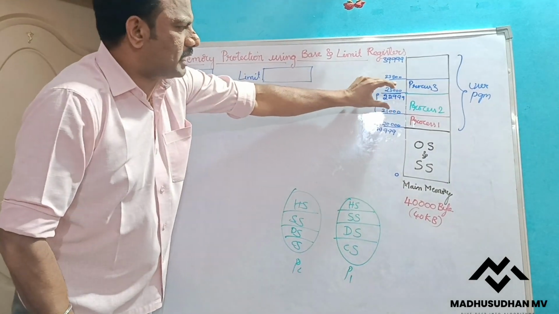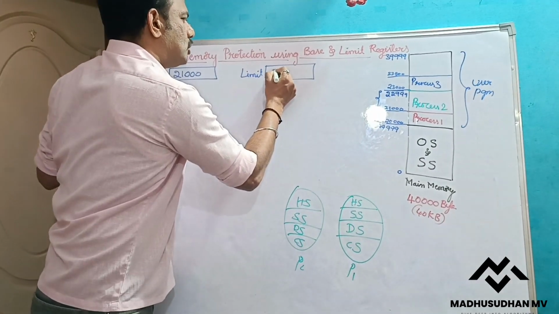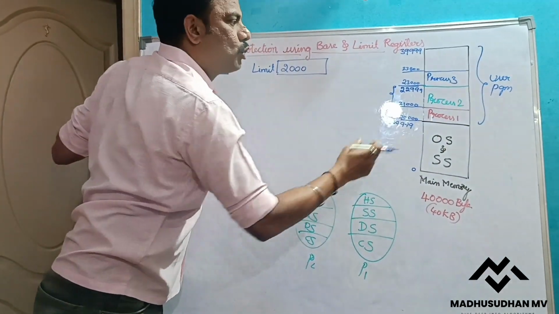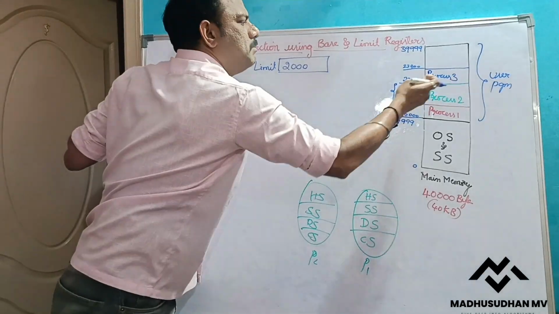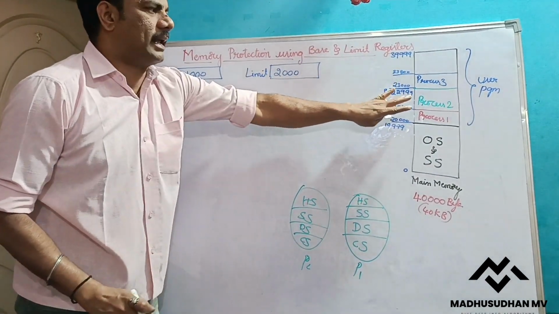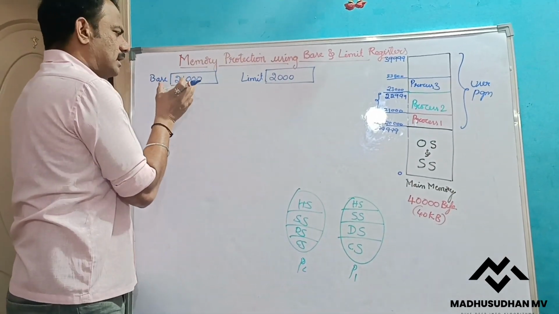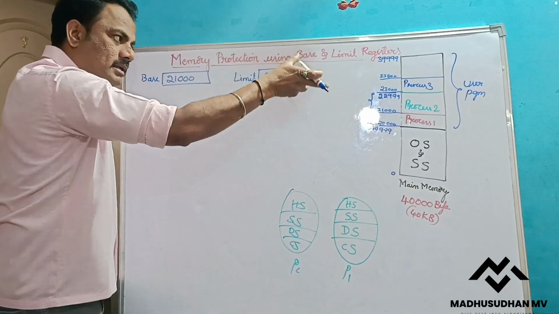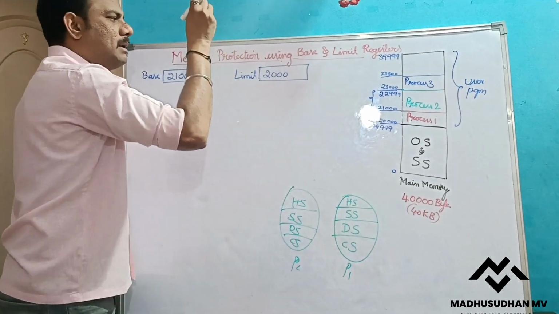Now, what is the size of the process? Say 21,000 to 22,000 means 2,000. That means the size is 2,000: there are 2,000 bytes, or 2,000 instructions, or 2,000 data items. So it can access only those 2,000 bytes, from this address to this address. The base register contains the starting address and the limit register contains the size of the program: how many instructions, how many blocks, how many bytes.